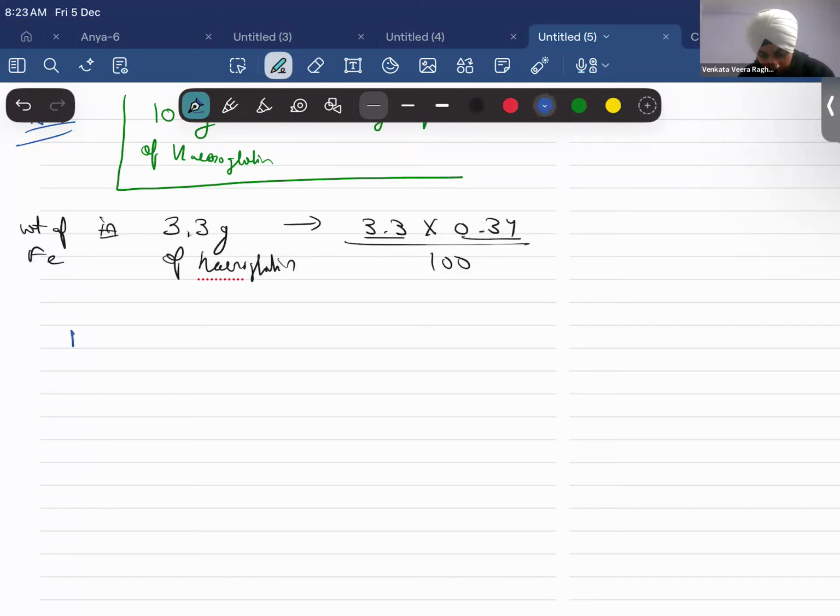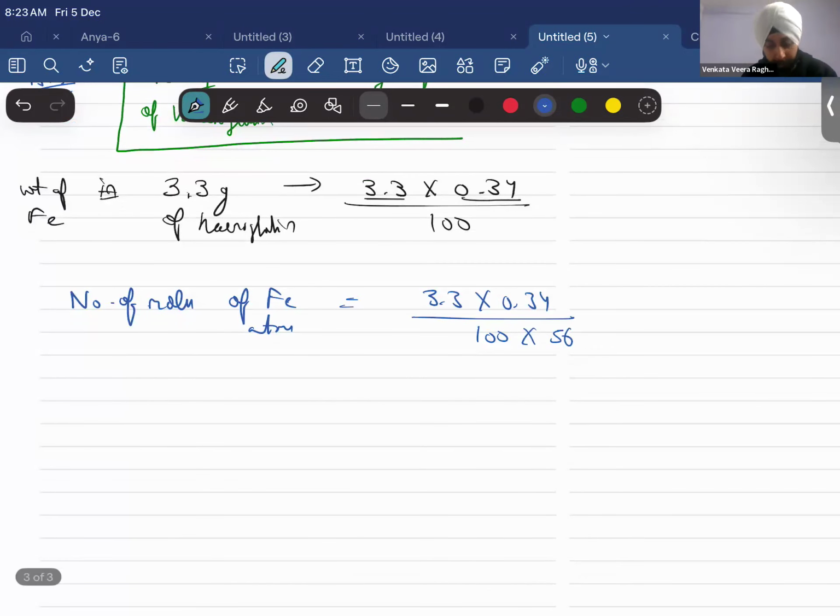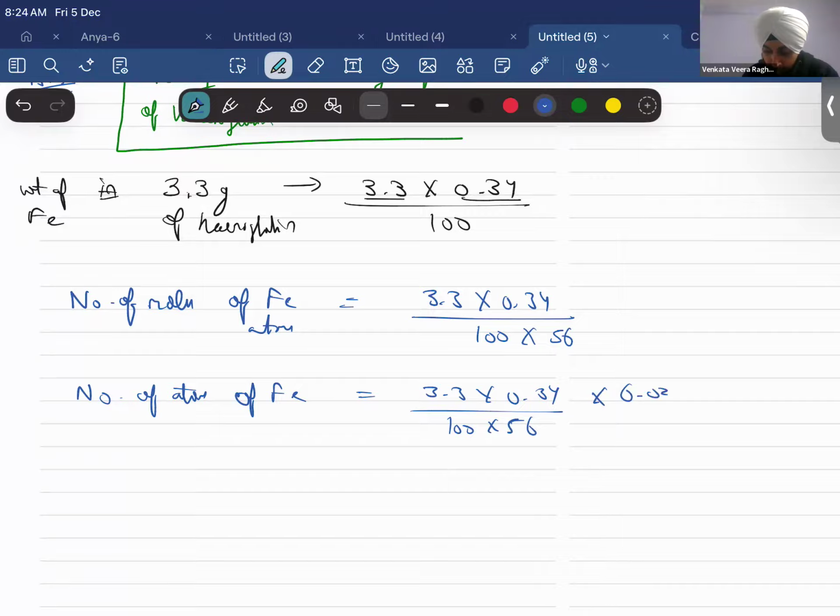So to find the number of moles of iron atoms in this quantity, it is 3.3 into 0.34 divided by 100, and divided by the molar mass, the atomic mass basically, 56. This is the number of moles I'll be getting. And then if you want the number of atoms of iron, it will be 3.3 into 0.34 divided by 100 into 56, into 6.022 into 10 to the power 23. You have to solve this value, and you'll get the answer.